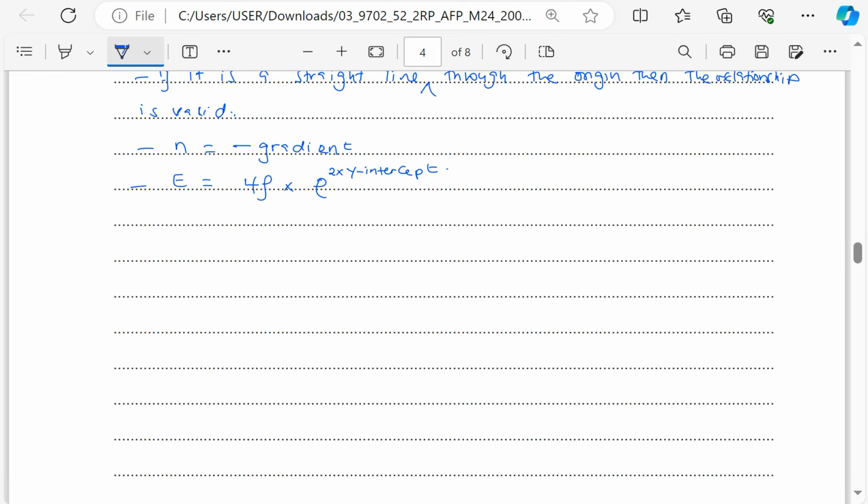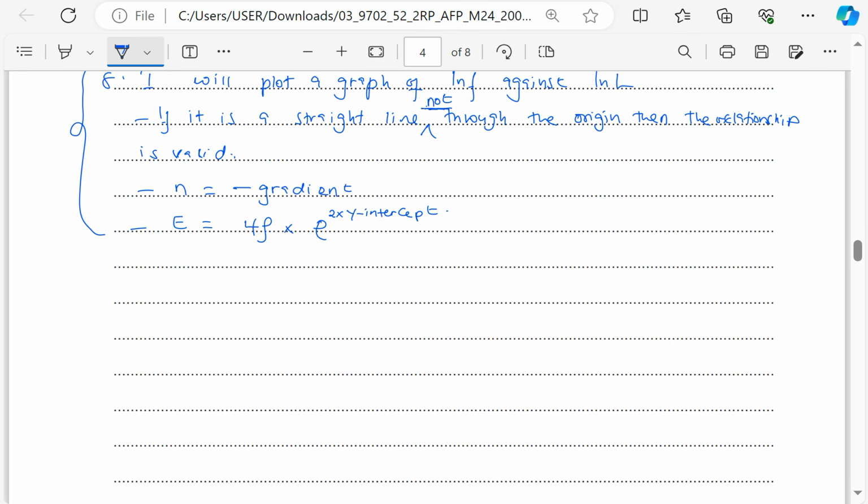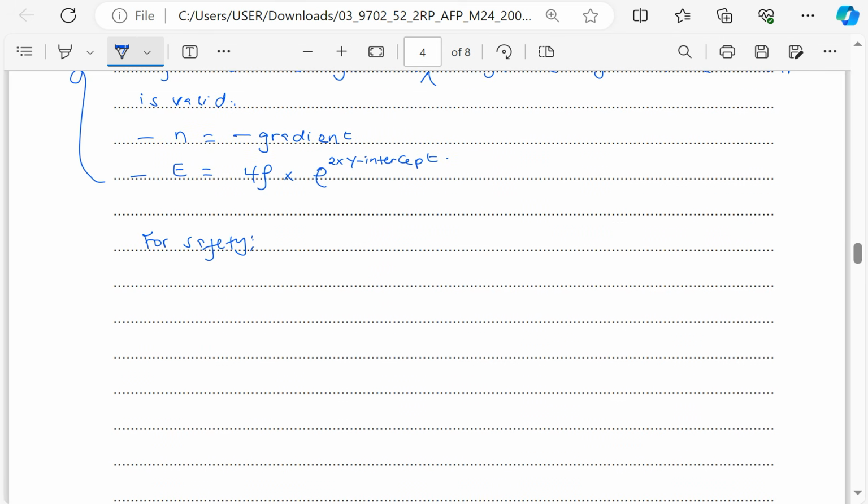Then for what is remaining, this is all analysis. From here, this is analysis of results. Then next is safety. So I will simply say that for safety precautions, I will start by placing, I've already mentioned this because I've already placed it on the diagram. If you have put it on the diagram, it can't be credited twice.